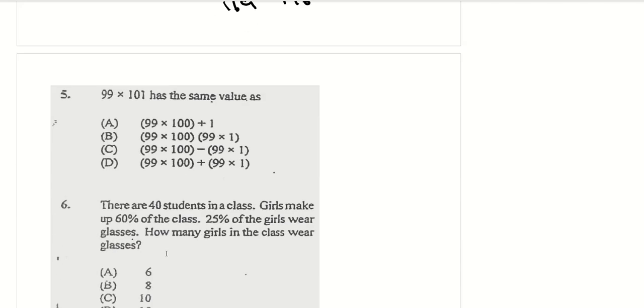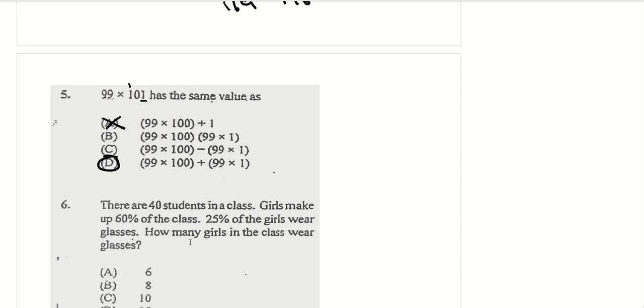This one here, this is 99 by 100 plus. If you do expanded notation, you will have 99 multiplied by how many ones? 100 ones. And 99 by how many ones in this column? 1. So D is your answer for this question.